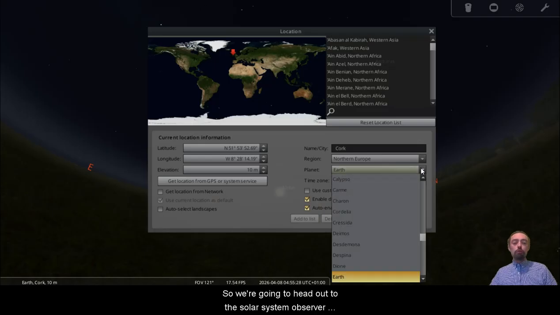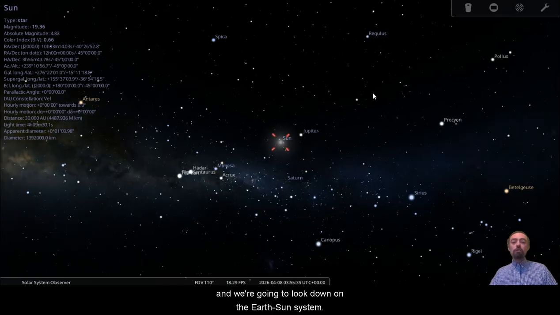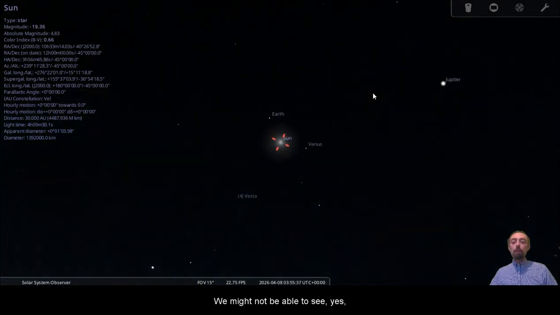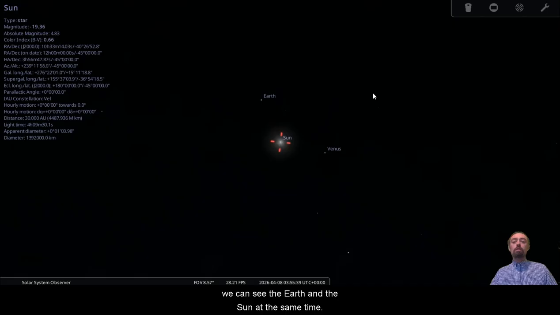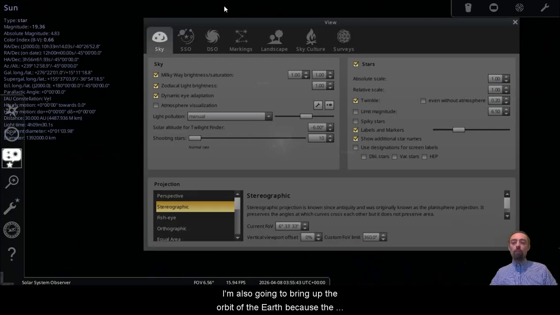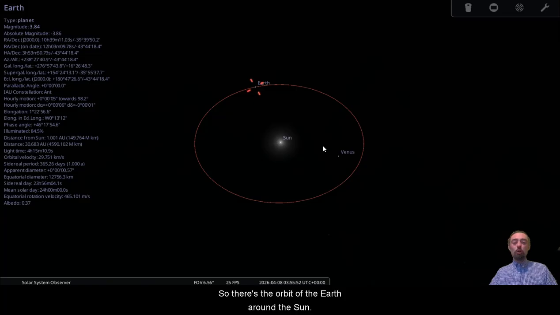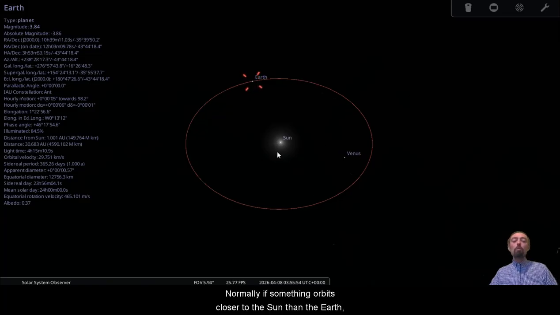So we're going to head out to the Solar System Observer, and we're going to look down on the Earth-Sun system. We might not be able to see, yes, we can see the Earth and the Sun at the same time. I'm also going to bring up the orbit of the Earth, because the orbit of the Earth is really what we're interested in here. So there's the orbit of the Earth around the Sun. Normally, if something orbits closer to the Sun than the Earth, it's going to orbit faster.